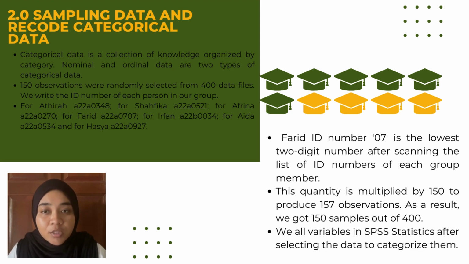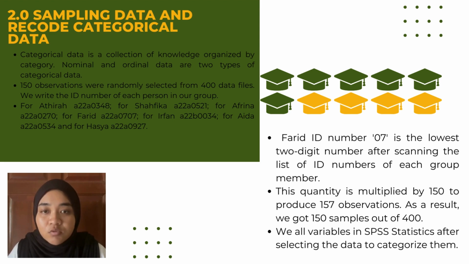For ATHIRAH, A22A034X. For SHAHFIKA, A22A0521. For Afrina, A22A0270. For FARID, A22A0707. For IRFAN, A22B0034. For AIDA, A22A0534. And for HASSAN, A22A0927. FARID's ID number 07 is the lowest 2-digit number after scanning the list of ID numbers of each group member.